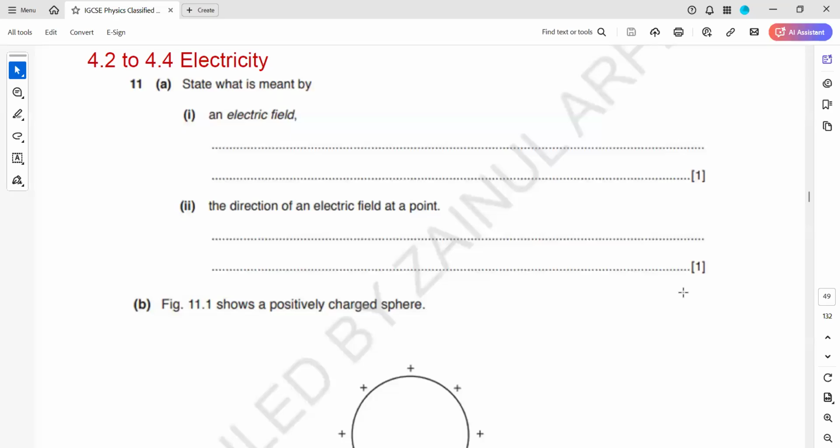Question related to electricity and magnetism. Okay. Electricity, right? Which one is this? Electricity. This is block 4, classified paper, page number 49.